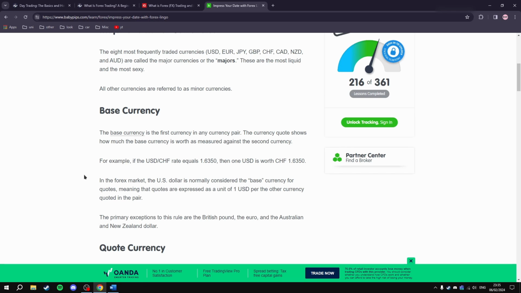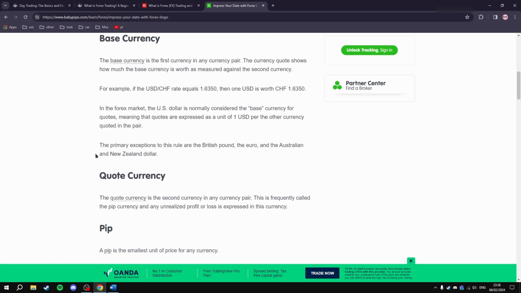For example, if the USD/CHF rate equals 1.6350, then 1 USD is worth 1.6350 Swiss francs. Yep, in the Forex market, the US dollar is normally considered the base currency for quotes, meaning that quotes are expressed as units of 1 USD per the other currency quoted in the pair. The primary exceptions to this rule are the British pound, the euro, and the Australian and New Zealand dollars.